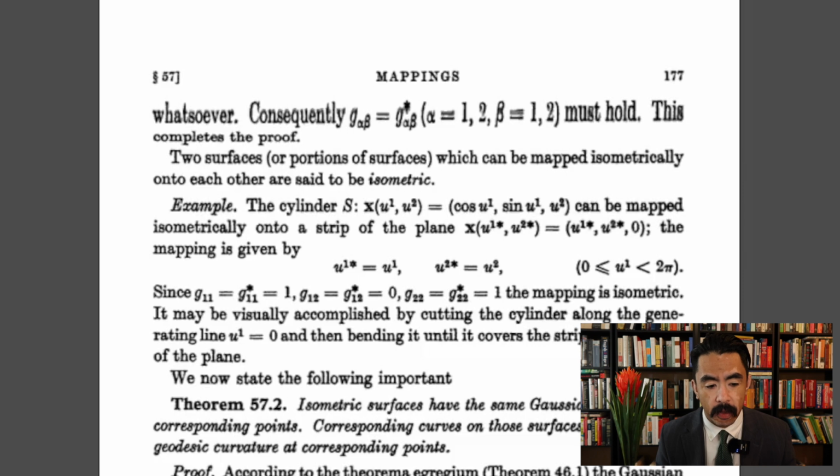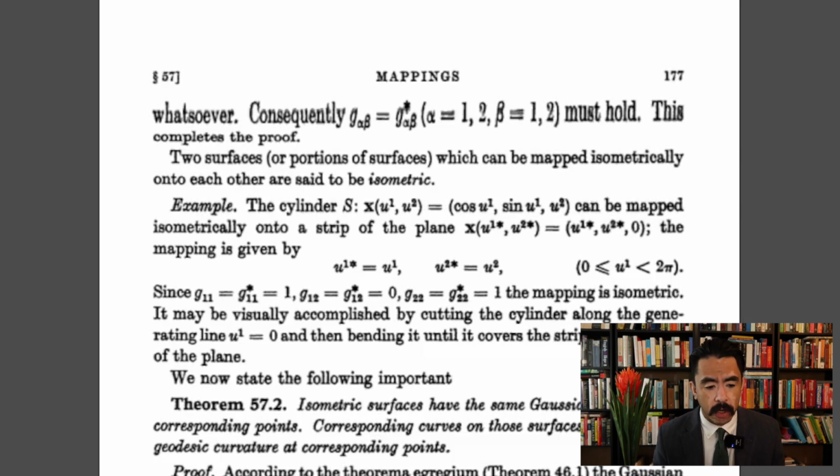The cylinder capital S with a vector parametric representation given by x in terms of u1 and u2, which is, entry-wise, cosine of u1, then sine of u1, then u2, can be mapped isometrically onto a strip of the plane with a vector parametric representation x in terms of u1 star and u2 star, which is equal to, entry-wise, u1 star, then u2 star, then 0. The mapping is given by u1 star equals u1 and u2 star equals u2, where u1 is greater than or equal to 0 and less than 2 pi.